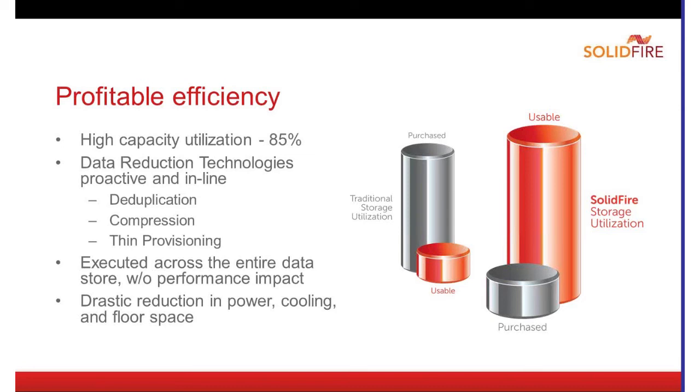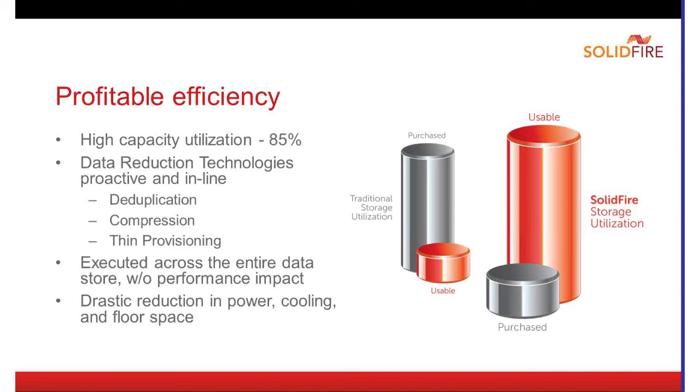But we go much further than just increasing the capacity utilization. We actually give you more usable capacity using data reduction technologies like deduplication, compression, and thin provisioning. And I'll talk a little bit more in detail about how each of those work. But really, the key thing to understand here is that you can actually have an environment now where you can go out and sell more capacity than what you're purchasing because we're able to store more data in less space and allow you to be much more efficient with your storage utilization.